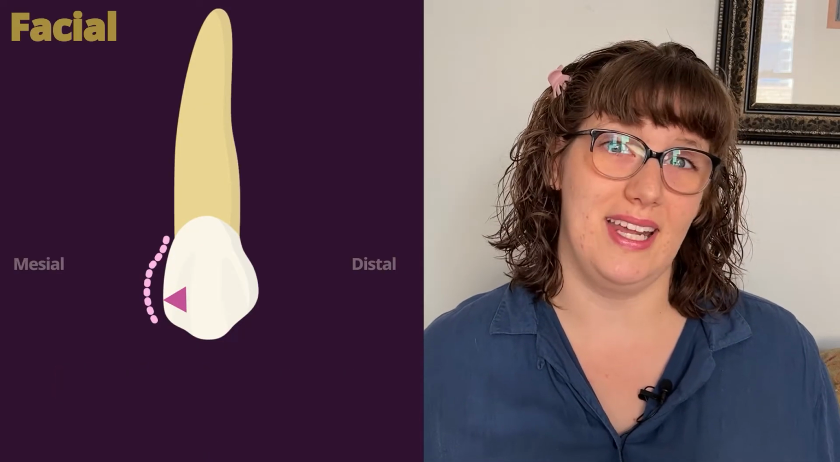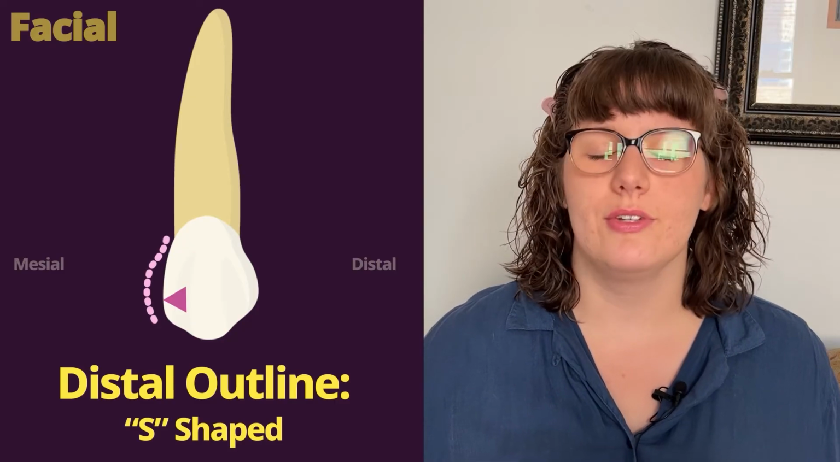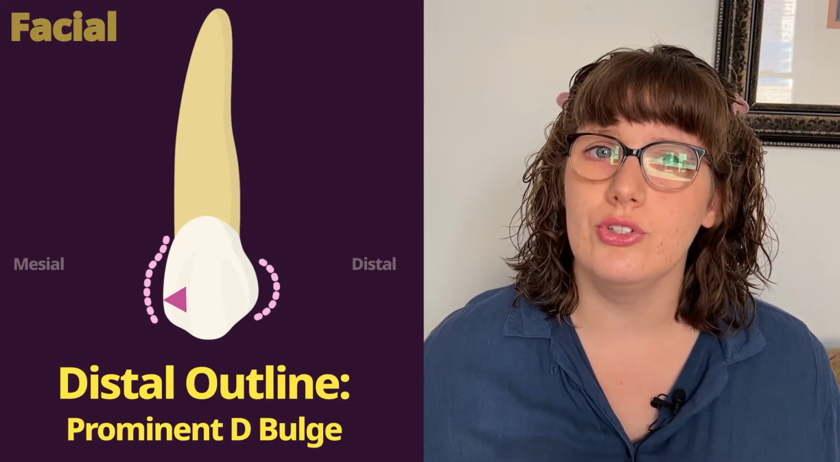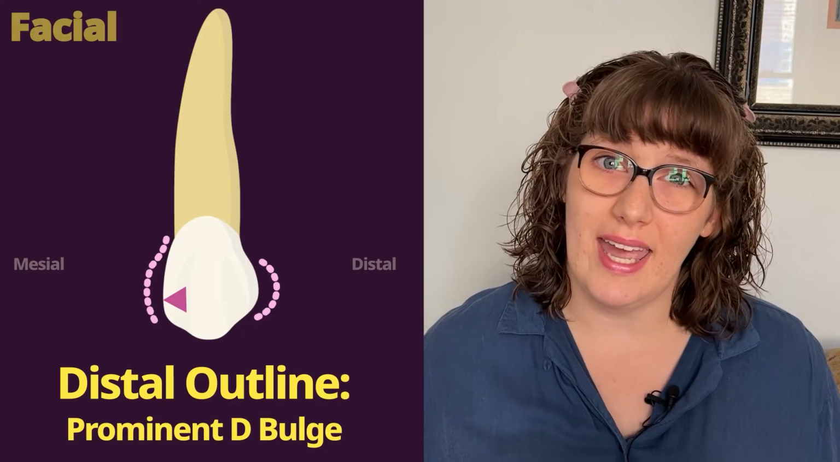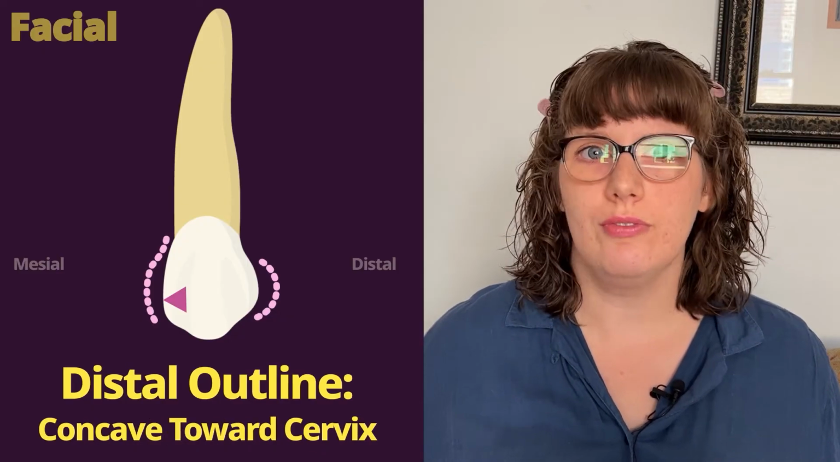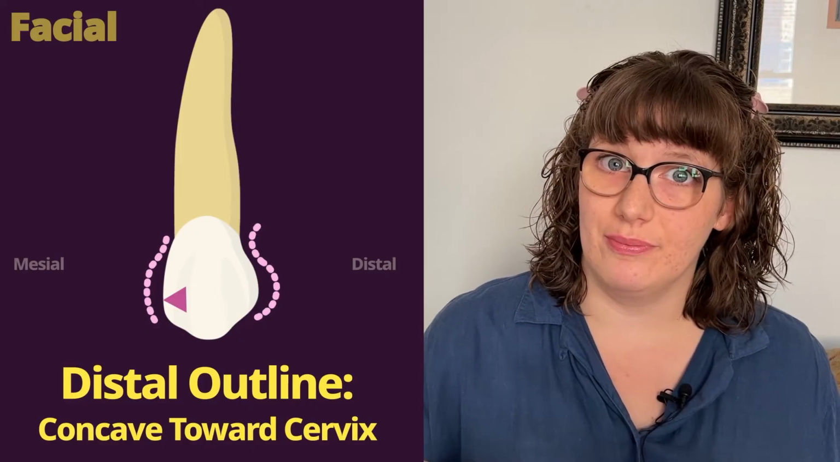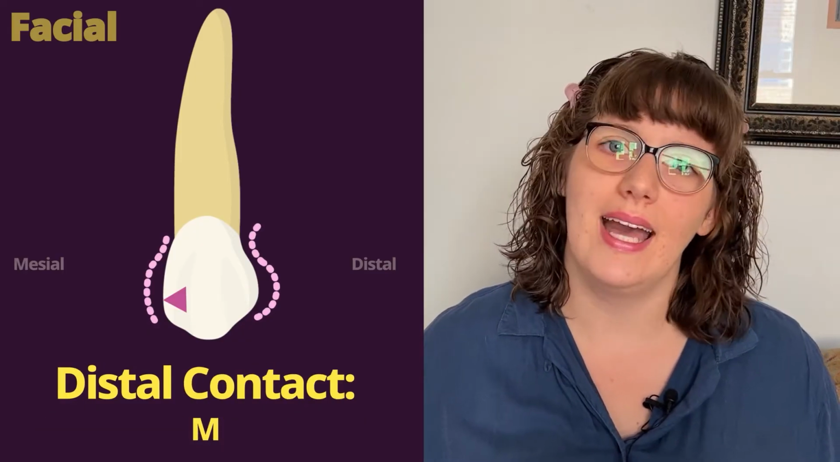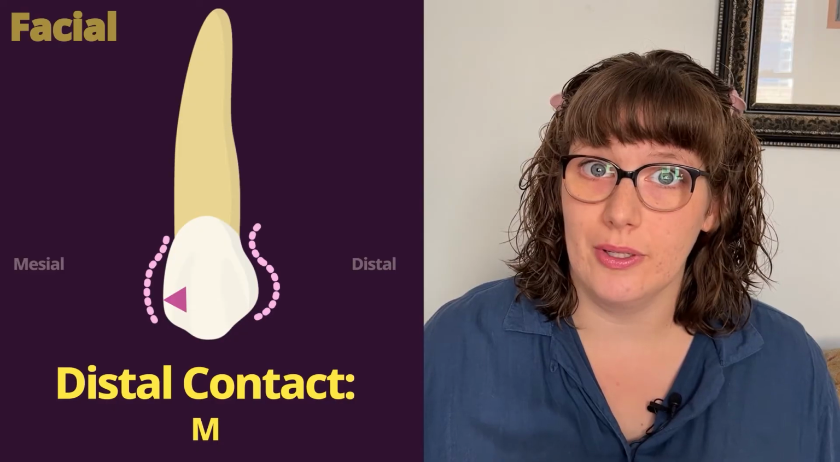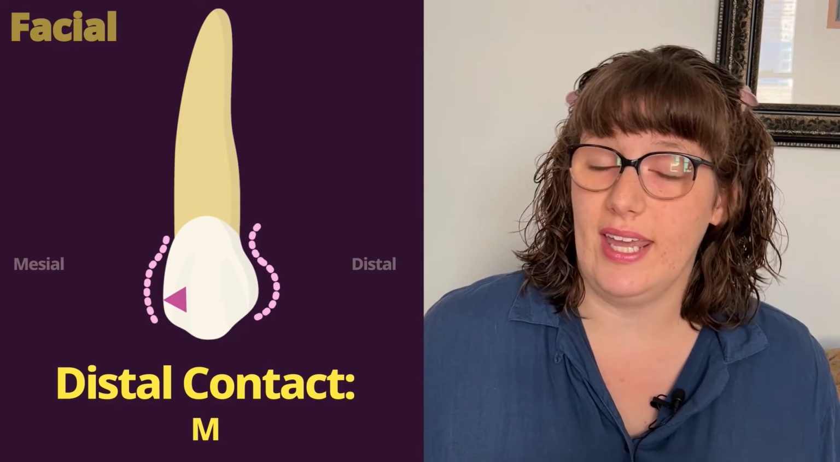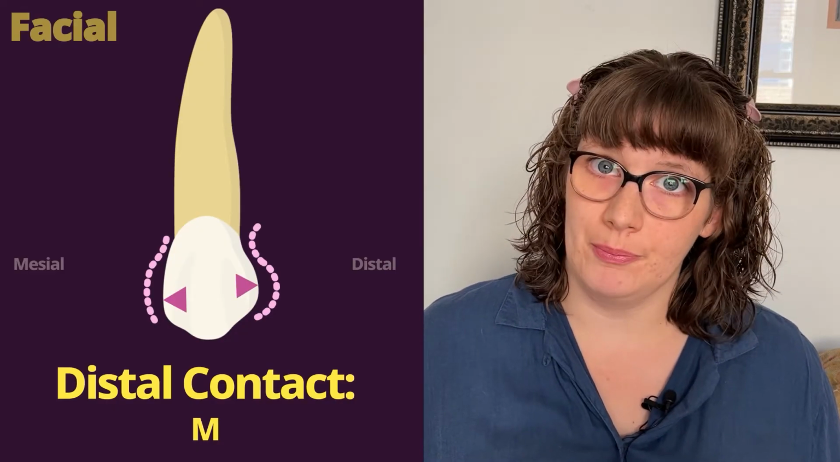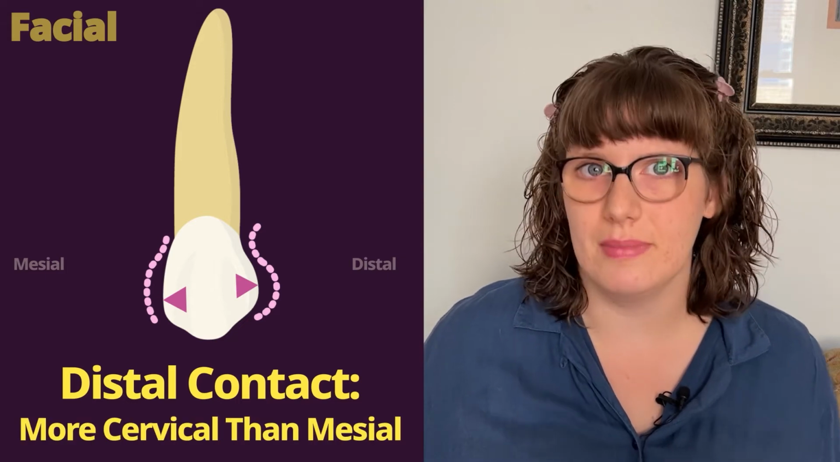The distal outline has an S shape to it. There's a very prominent bulge or convexity at the contact area. Cervical to the contact area, closer to the cervix, is going to be concave, giving it that S shape. The contact area, or the height of contour of the distal of the maxillary canine, is at the middle 1/3, more cervical than the mesial contact.